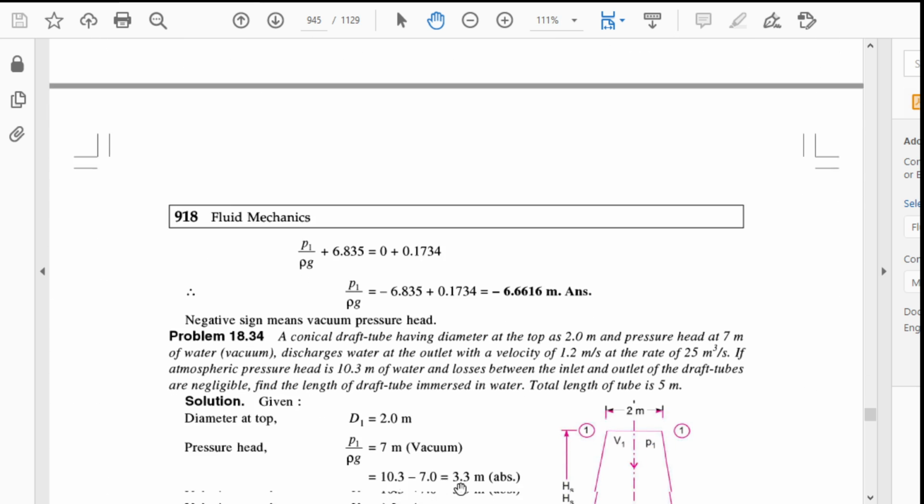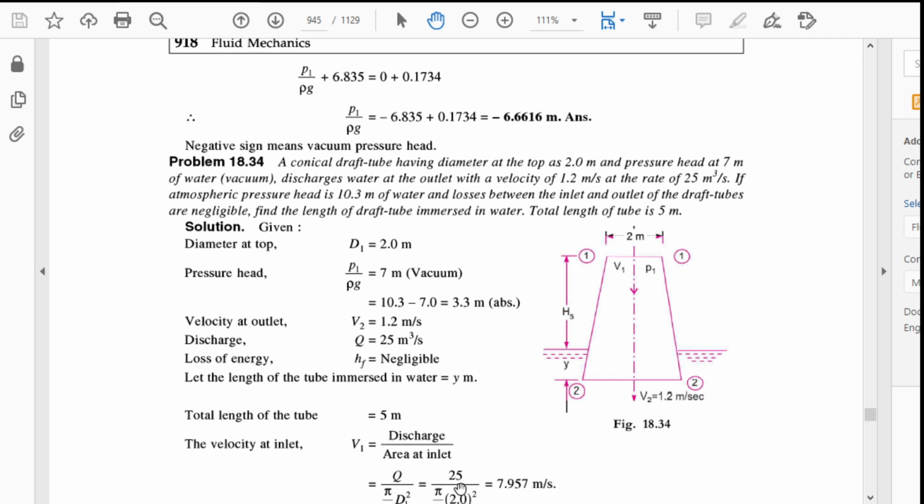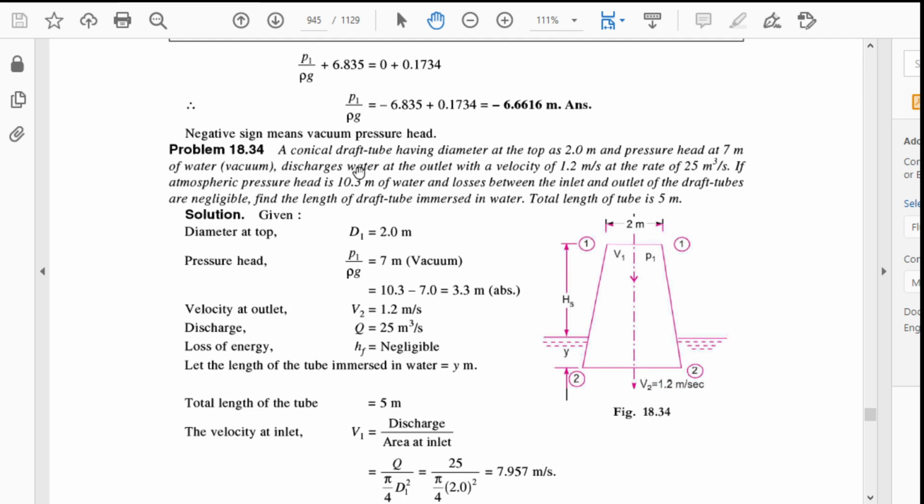You will get the value as P1 upon rho g equals to minus 6.6616 meters. As the sign is negative, it indicates the vacuum pressure head. Okay, vacuum pressure head. Now this is your first numerical.